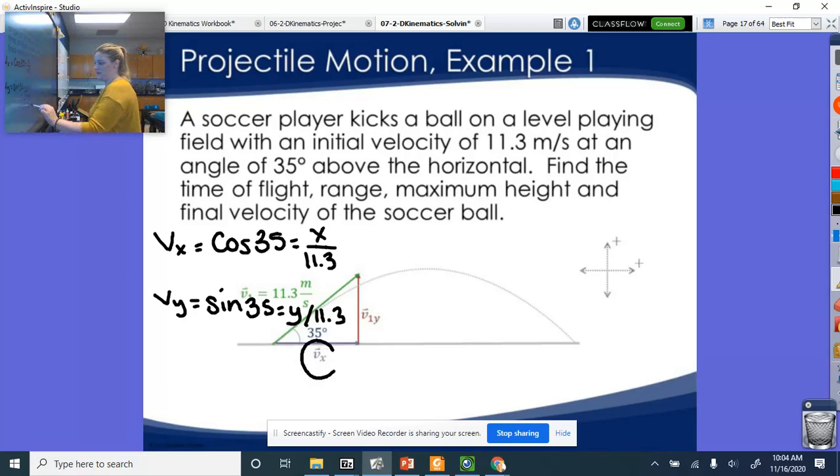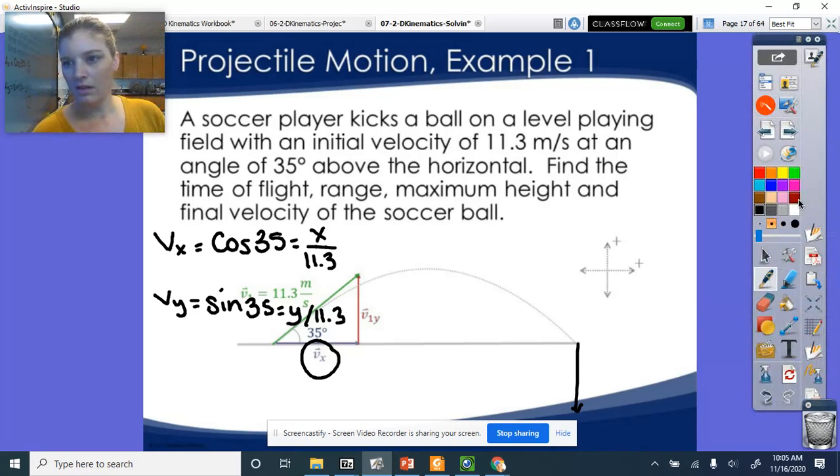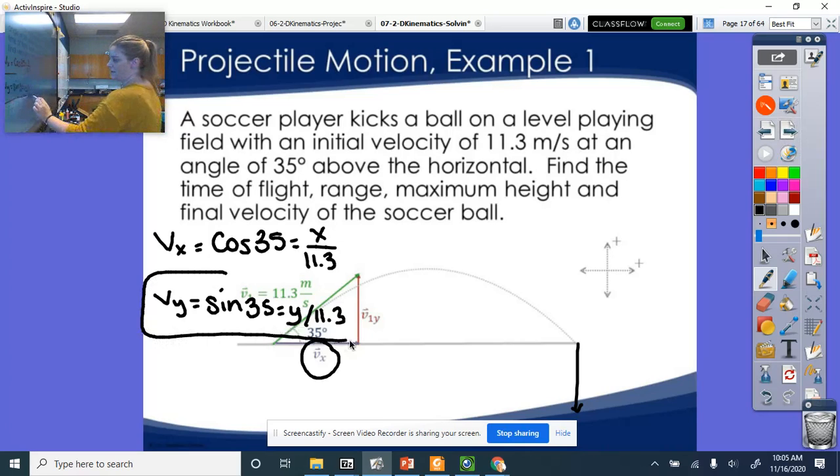That x is going to keep that velocity the entire way through, and then the y is obviously going to max out eventually at 0. But knowing my initial means that I know what my final y velocity is over here, just heading in the other direction. So we want to find the time that the flight takes, the range, the maximum height, and the final velocity. So I can already solve for my final velocity because all I need to use is this equation here.